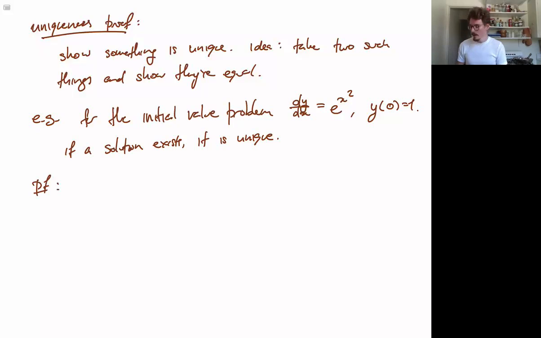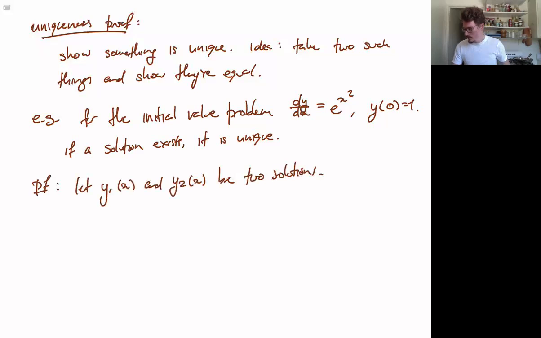So let's follow the idea that we outlined at the top. We're going to take two solutions and show that they're equal to each other. So let y1 of x and y2 of x be two solutions. So what do we know about a solution to this differential equation? Well, we know its derivative, and we know its value at 0. So we're going to have to use these two things to show that they're equal.